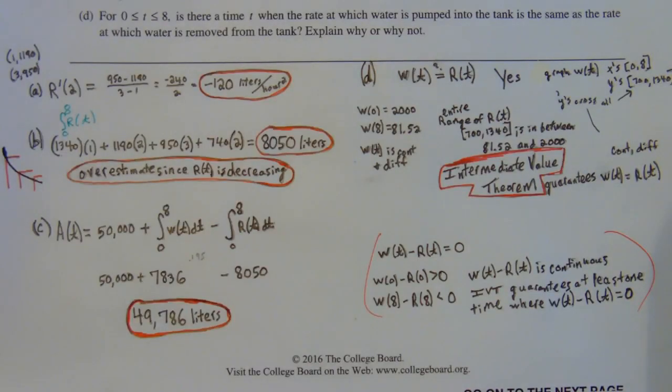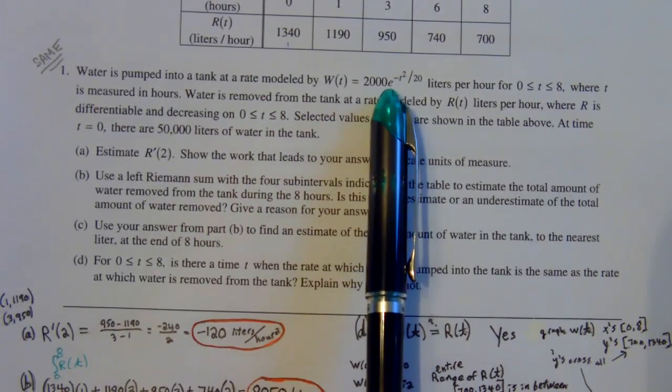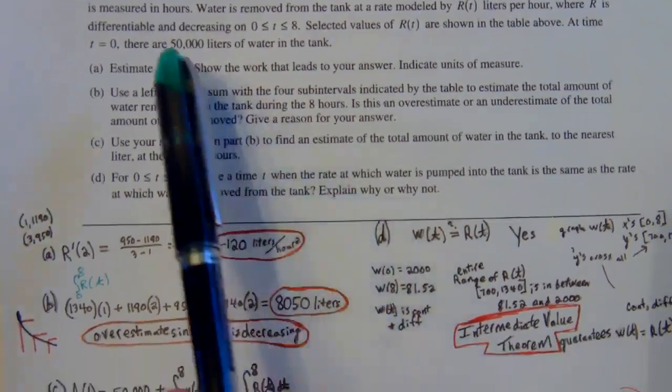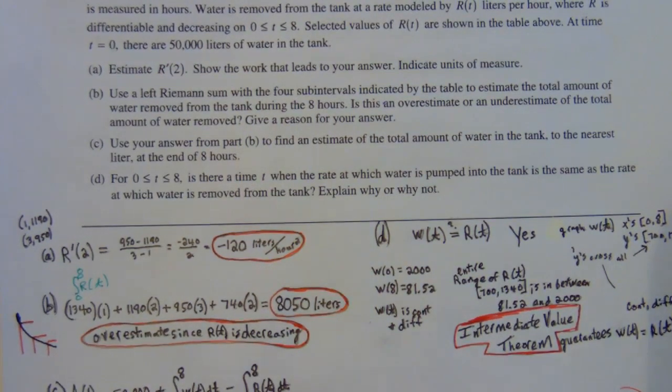The chart they give us at the top is how fast the water is being pumped out of the tank. And then the equation they give us here is the rate at which the water is being pumped into the tank. It says it's differentiable, which means it's automatically continuous. So that's all good. It also gives us an initial amount of water in the tank. So I'll keep those things in mind as I'm going through the problem.